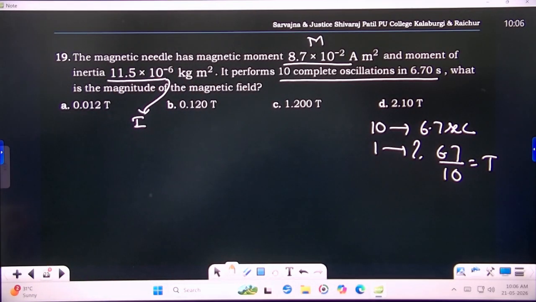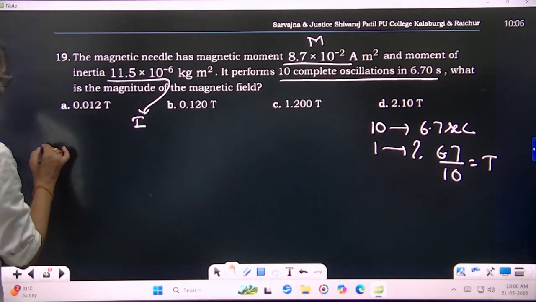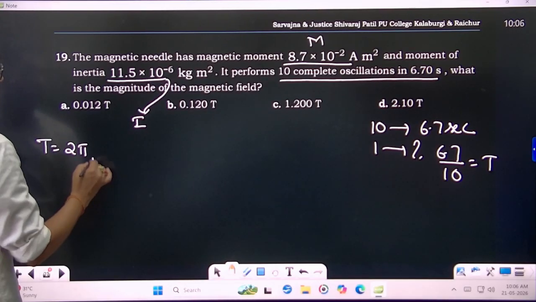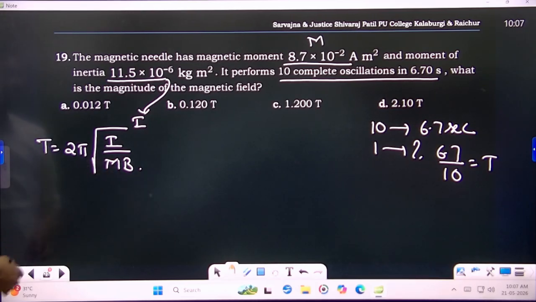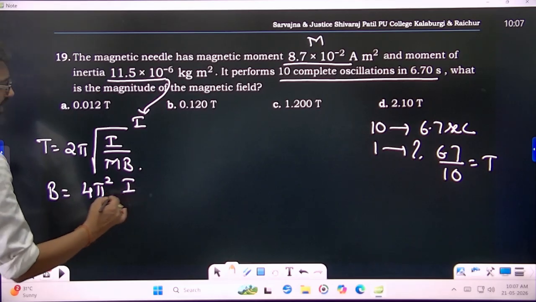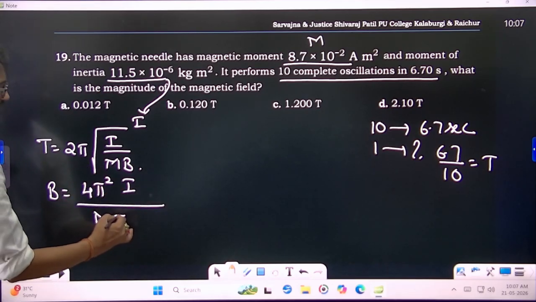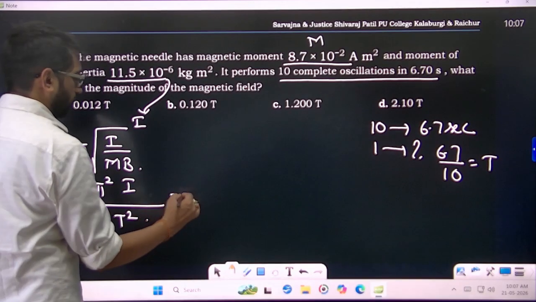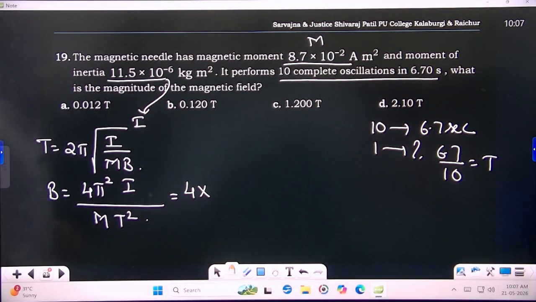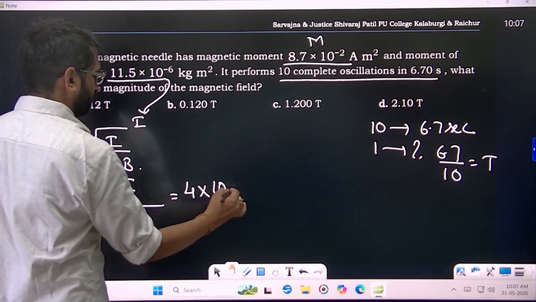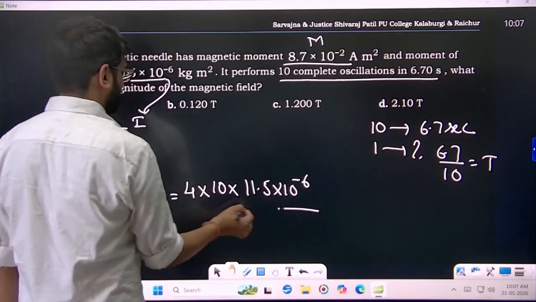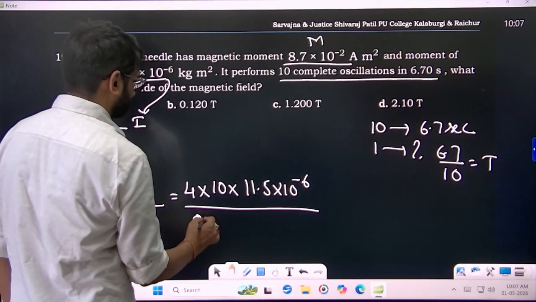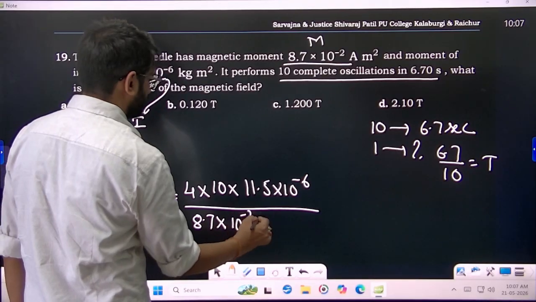What will be the magnitude of the magnetic field? So magnetic needle and this one. Therefore, we have the time period. T is equal to 2 pi root over I by MB. Now, we need B. So, squaring and cross multiplying, B is equal to 4 pi square I divided by M T square. So, this one 4 pi square approximately I am taking it as 10 into I, moment of inertia is given as 11.5 into 10 to the power of minus 6 divided by M. This is 8.7 into 10 to the power of minus 2 into T square.